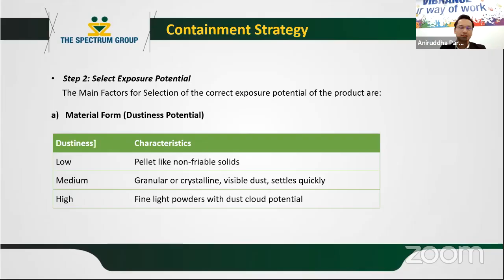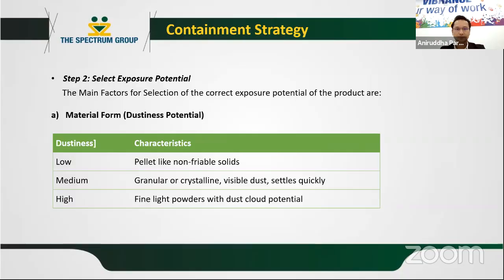Because for liquids and other exposures, typically you wear gloves, so there won't be direct contact possible, and more or less liquid handling is much simpler. There are closed loops and systems there. So when we look at powder material, then the dustiness potential comes into the picture. Is it low, medium, or high?